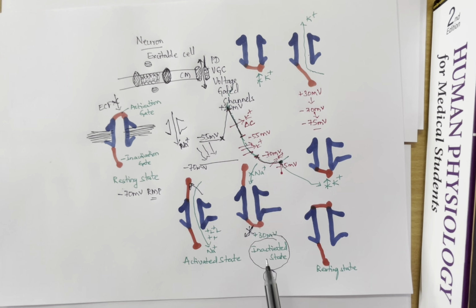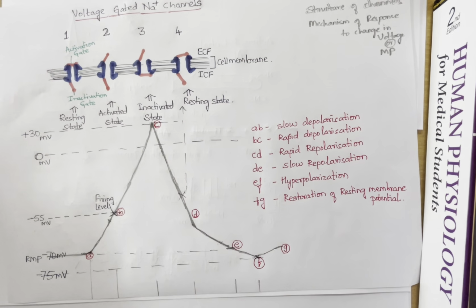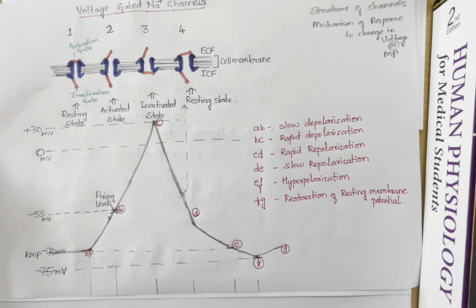So this is all about voltage gated sodium ion channels and voltage gated potassium ion channels, and their role in generation of the action potential. In this diagram you can briefly see what is happening. These are the different phases of the membrane potential. Initially the membrane potential is at minus 70 millivolt.